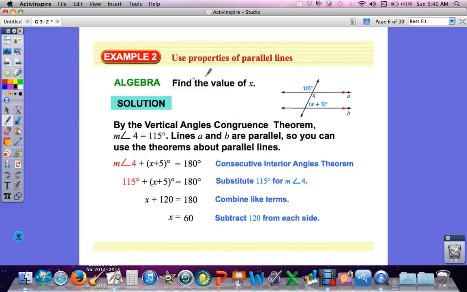So, we can start using algebra and using the properties of parallel lines to find some values. So, there's a few ways we can do this. I'm not looking right now at how they did it. 115 and 4, measure of angle 4, are going to be equal. So that's going to be 115. I think they do this. Measure of angle 4, which is 115, plus this equals 180 because of the consecutive interior angles theorem. Then we can just solve and we can find that x is equal to 50.